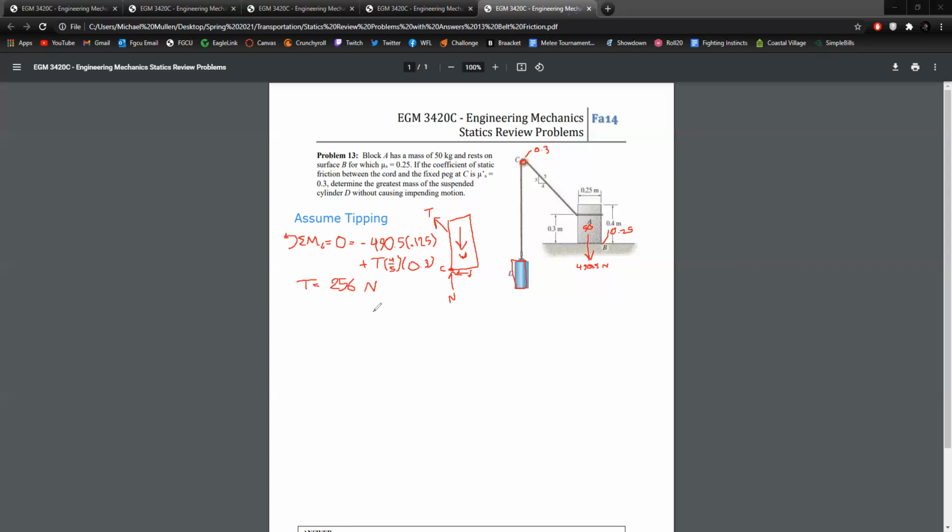So we know that as soon as T hits 256, our system is going to be in equilibrium, and as soon as we go just over 256, like 0.0001 more than 256, it will tip over. So now we can move on and say we're going to assume slipping.